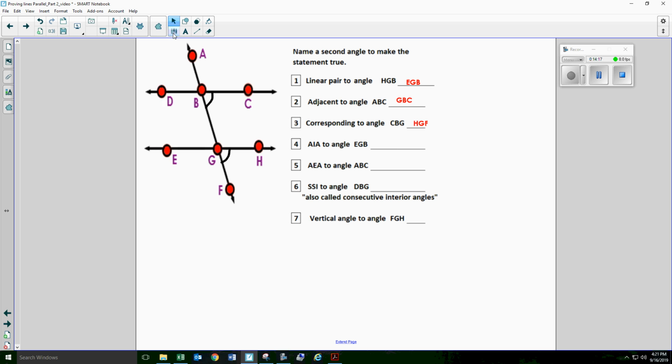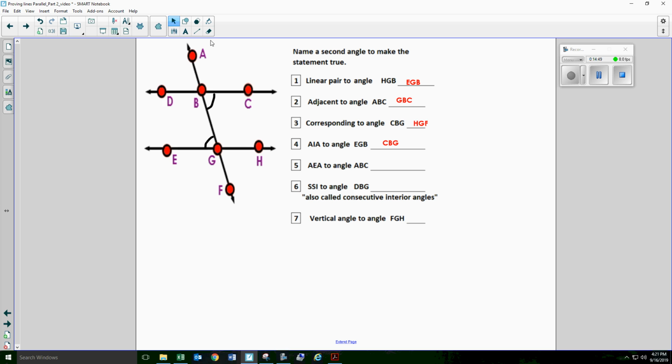All right, so let's erase that one. And let's go to the alternate interior angle of EGB, this angle right here. The alternate interior angle, we should know is that one right there. So again, if we're going to go in corresponding order, they started on the outside, came in and went up. We're going outside, in, and down. So we're going to call it CBG. It'll be in corresponding order.